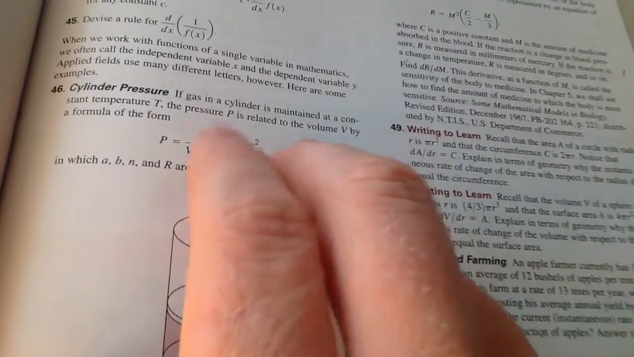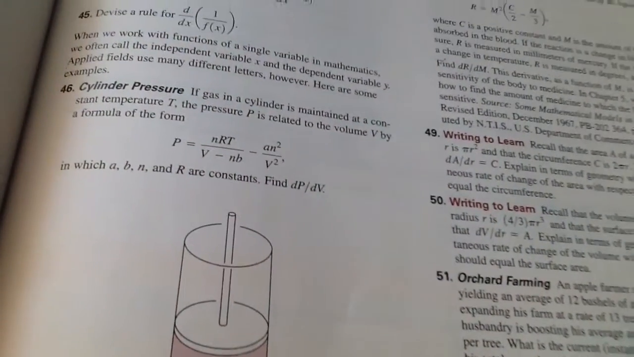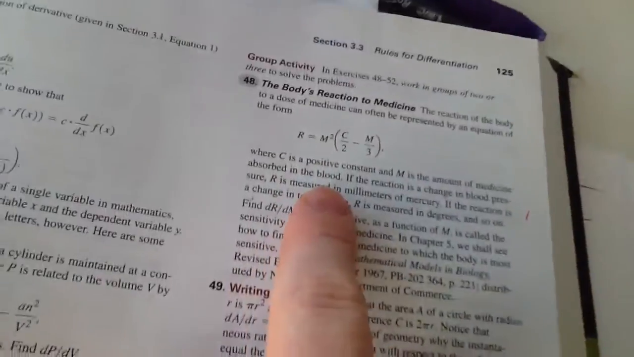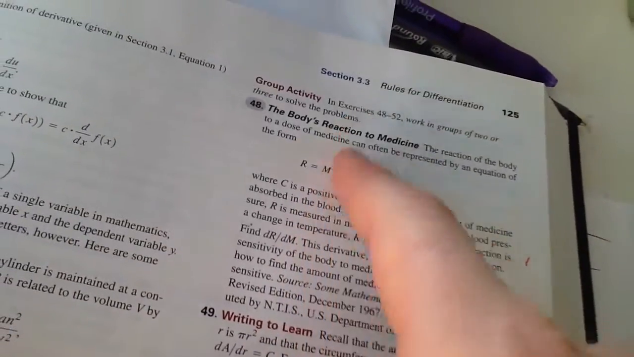It's pretty easy to do quotient rule on both of those. So that's how you do 46 and 40. I'm going to assign 48. Same thing there. It's good reading there.